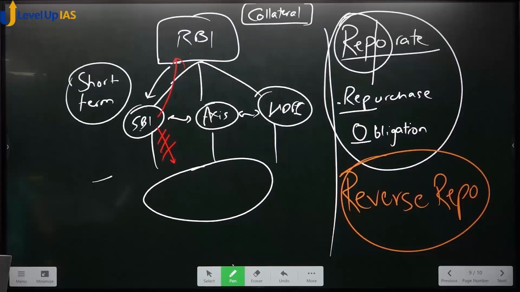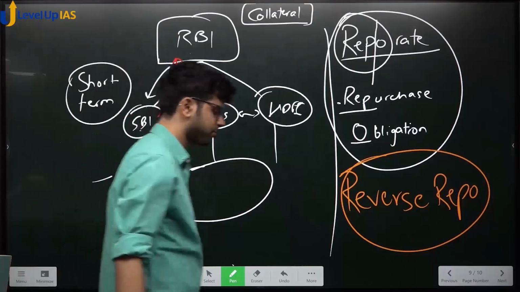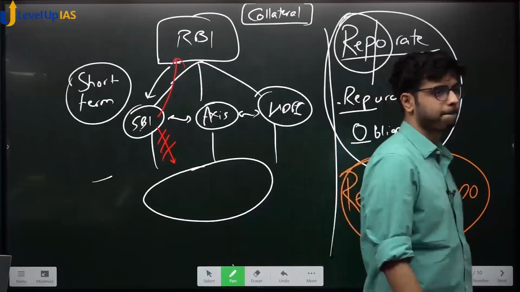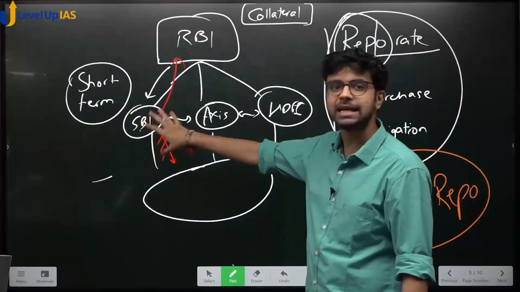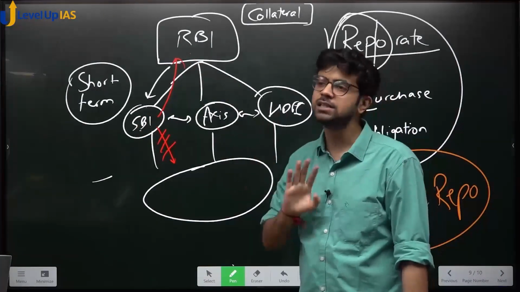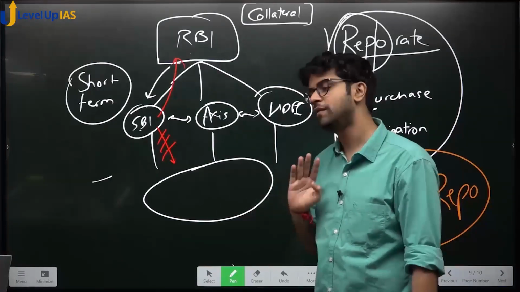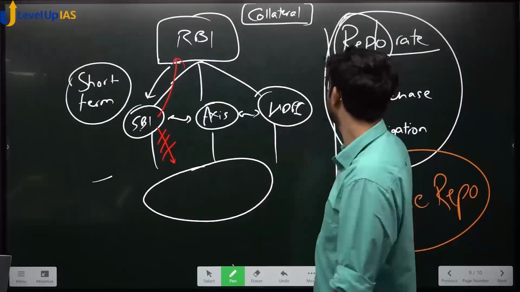Is it clear? We'll go through this once more because this is core. This is very important. Repo rate is the rate at which commercial banks can access money from RBI. See, money doesn't flow for free. Money is always at an interest rate. That interest rate is called the repo rate.